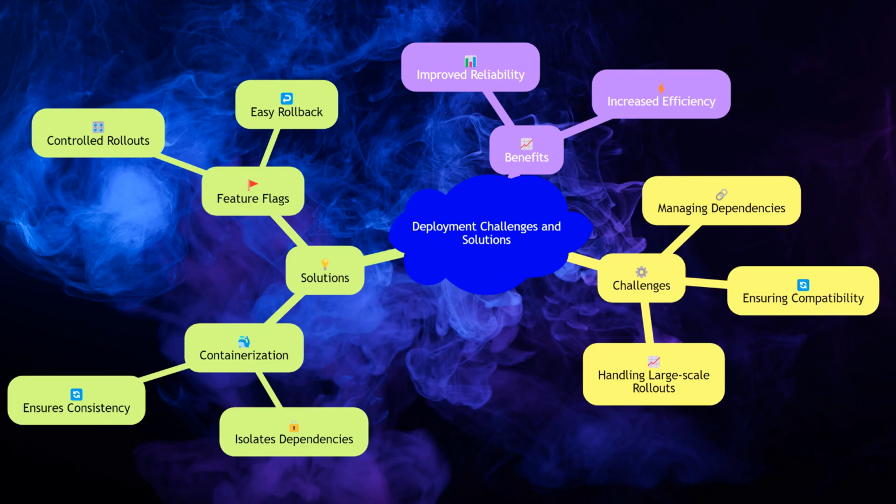Deployments can present various challenges, such as managing dependencies, ensuring compatibility, and handling large-scale rollouts. To address these challenges, organizations can adopt practices such as containerization, which isolates dependencies and ensures consistency across environments. Additionally, using feature flags allows for controlled rollouts and easy rollback if issues arise. By identifying potential challenges and implementing appropriate solutions, organizations can improve the reliability and efficiency of their deployment process.